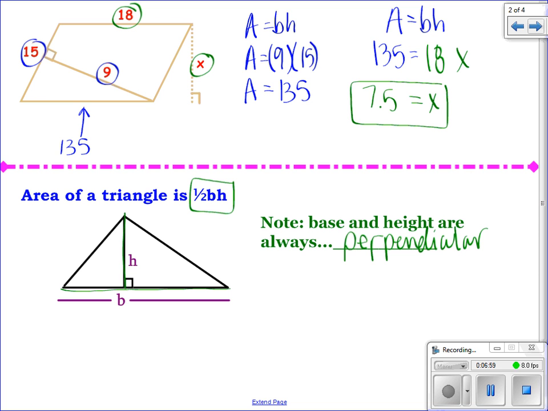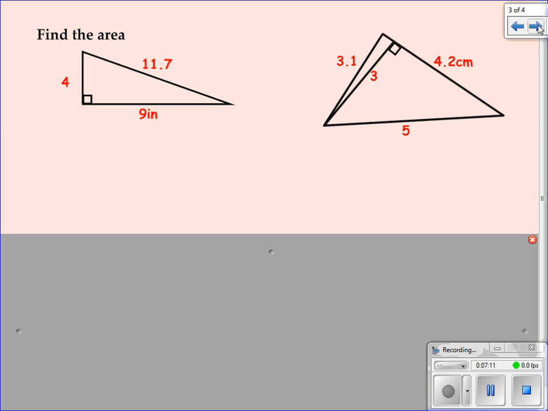They're going to possibly give you more information than you need. You have to pick the right two numbers for the base and the height. So we're going to try these. Okay, both of these have more information than we need. We just have to make sure we pick the right numbers. So we always start by writing the formula. 1/2 base times height. And we're going to put in what we know.